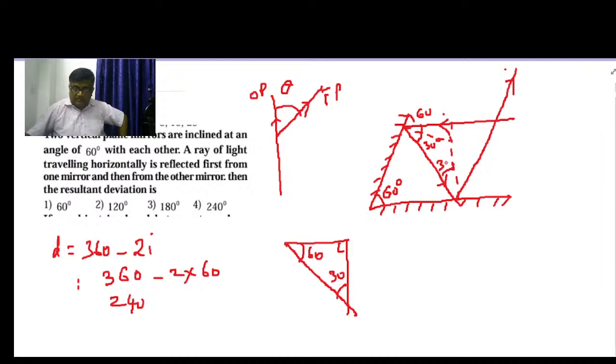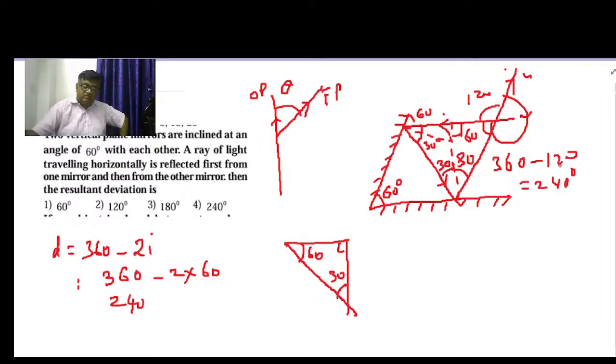This would become 60, and this would become how much? This would become 120. But that is not the required angle. Original line is this, final line is this, so you need to consider this angle would be 360 minus 120, 240. So just by knowing the concept also you can solve it, or it is a standard question. The angle of deviation would be D is equal to 360 minus 2i. That will directly give you the answer. Okay, so let us proceed.